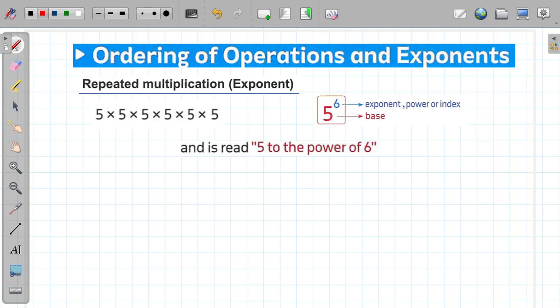And today we are going to learn a very important lesson in math. It's about exponents and the order of operations.